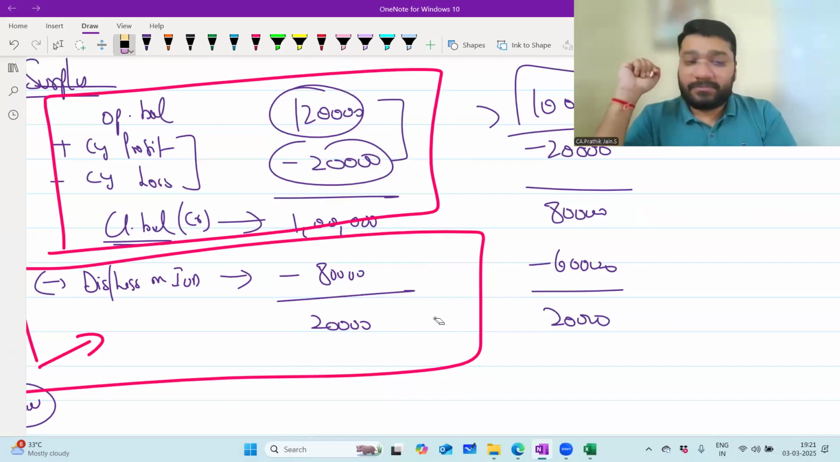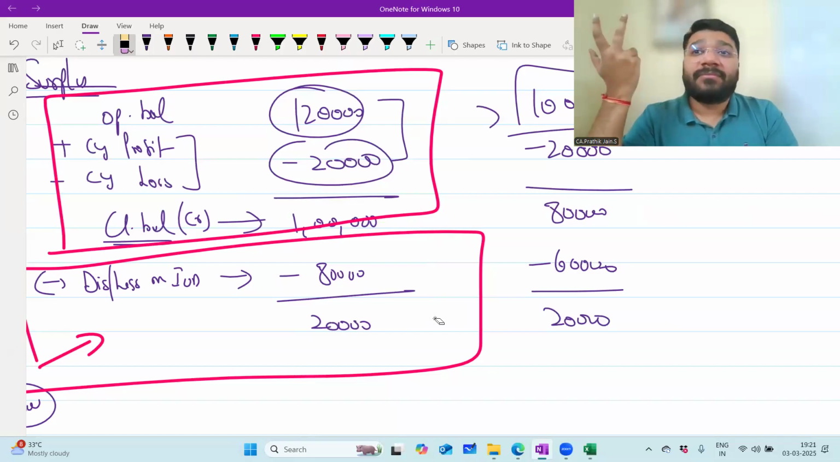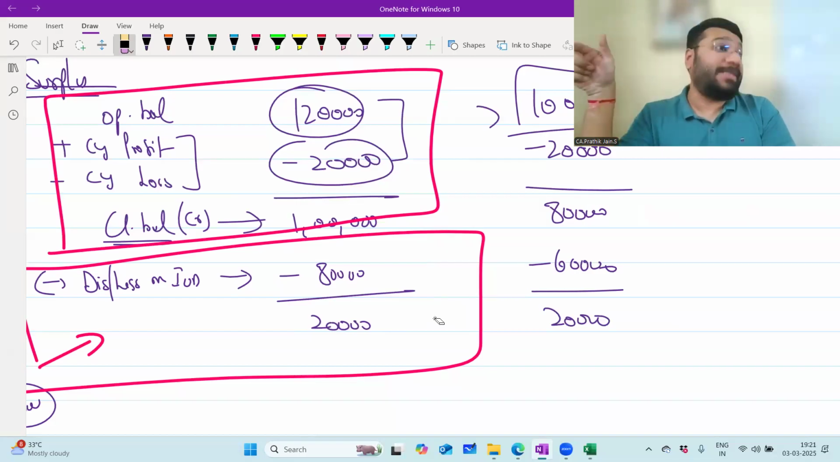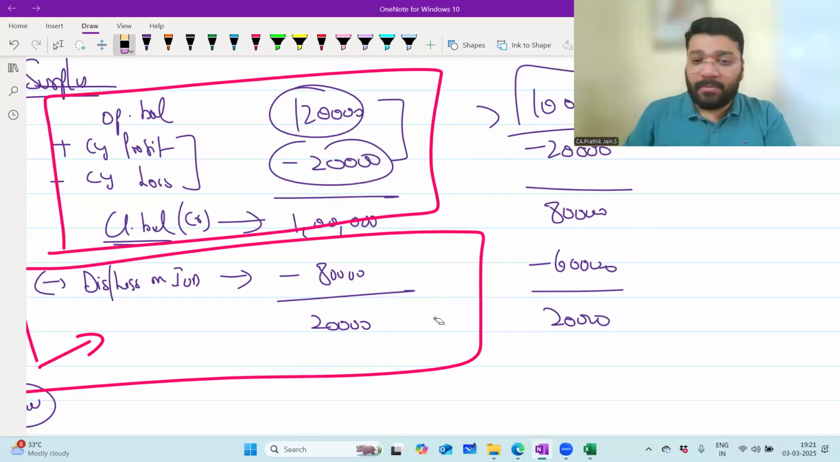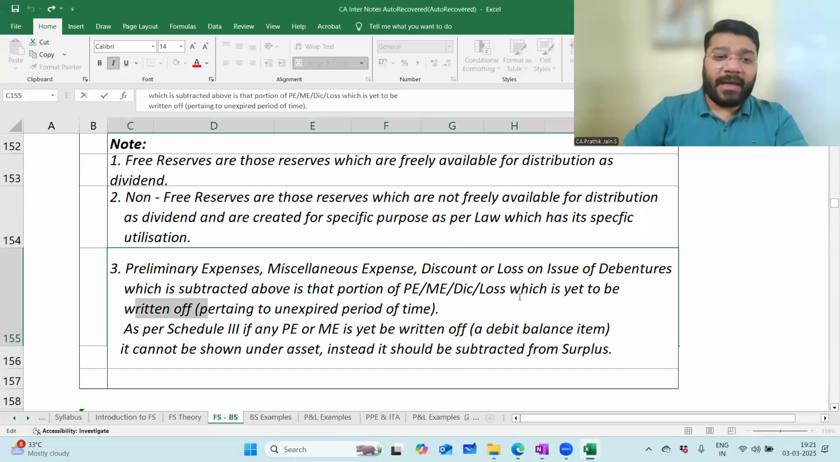Will you buy it? No, sir. If I sell loss on issue of debenture, will you buy it? No, sir. Discount? No, sir. Preliminary expense, will you buy it from me? No, sir. It is not an asset. Just because of the rules of debit and credit, it appears on the asset side, but technically it is not an asset. Hence, this is the treatment adopted in Schedule 3. Any problem? Online people, are you all comfortable with what I've discussed so far?